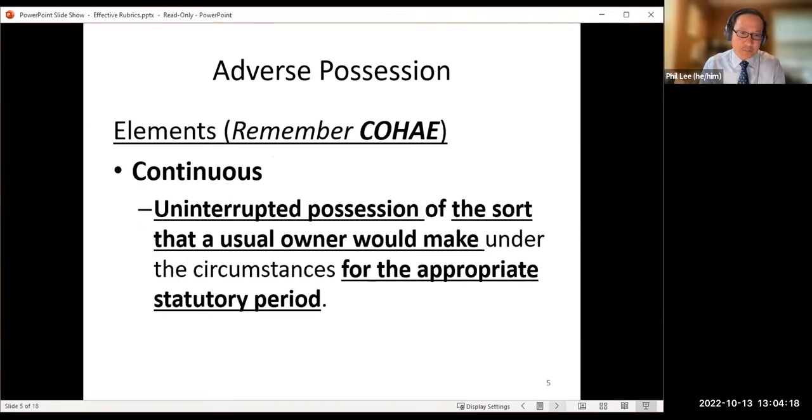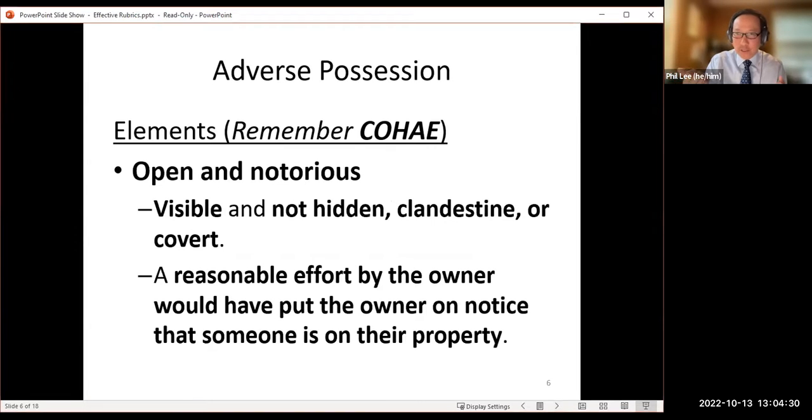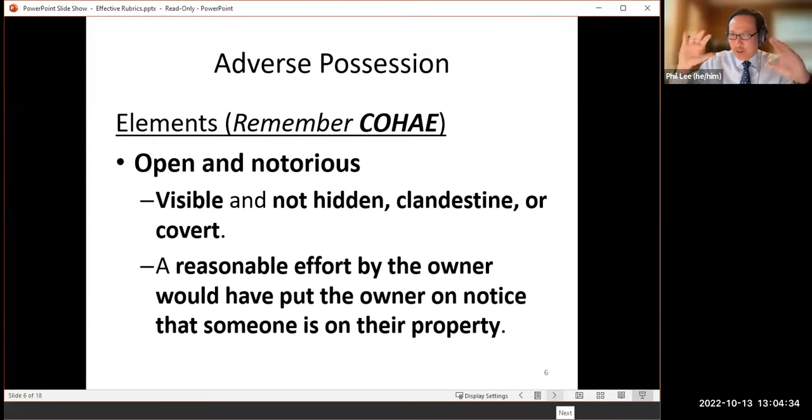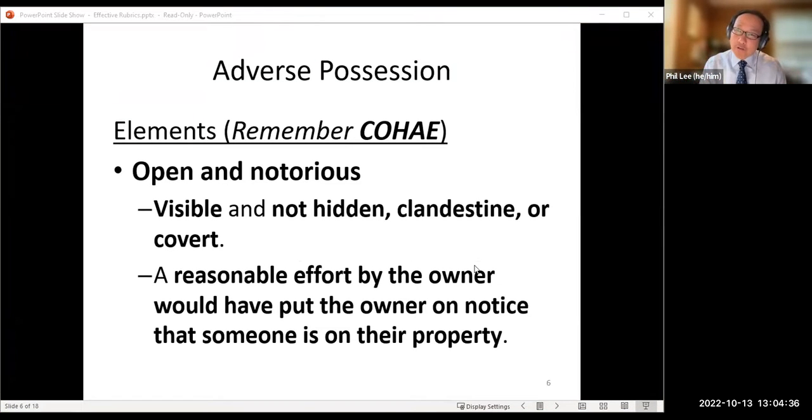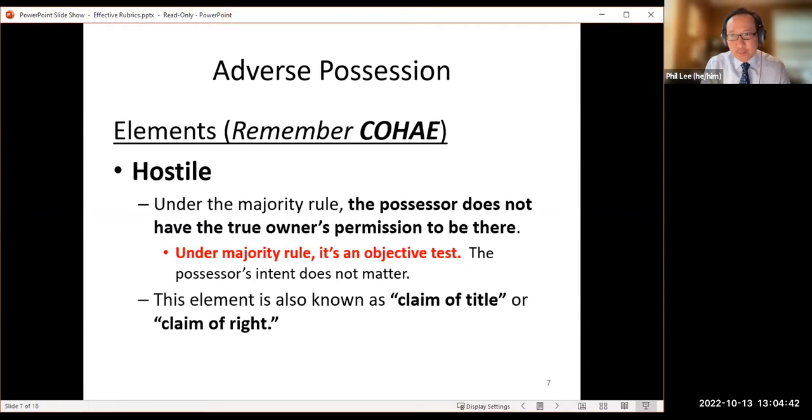Next slide, please. Just take a glance at this. This is the first element of adverse possession, the C in COHE. Can we go to the next slide? We have open and notorious, the second element in COHE. Just take a glance at this. You don't have to memorize. You don't have to take notes. This is going to look very familiar toward the end of my presentation. Okay, next slide, please. We have the hostile element of adverse possession, and I talk about the majority rule.